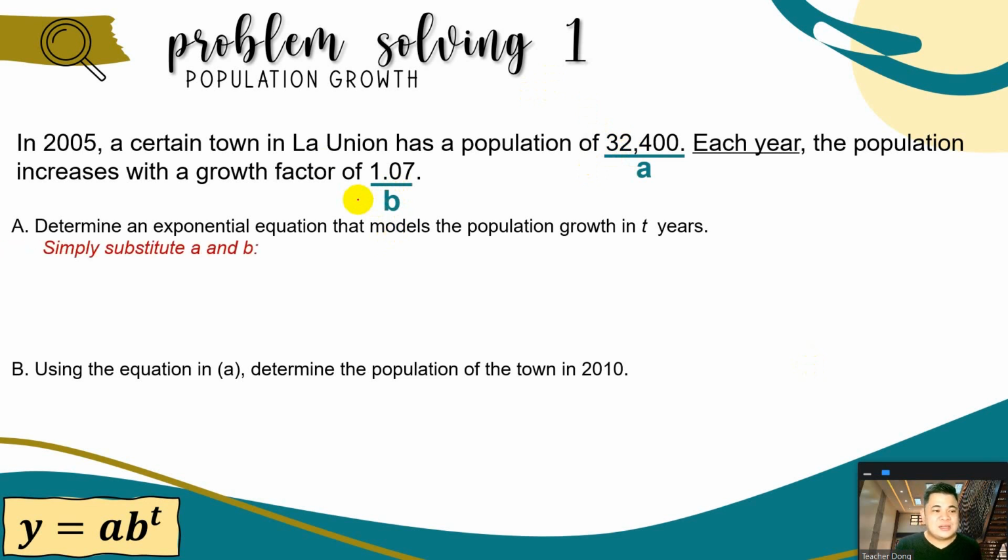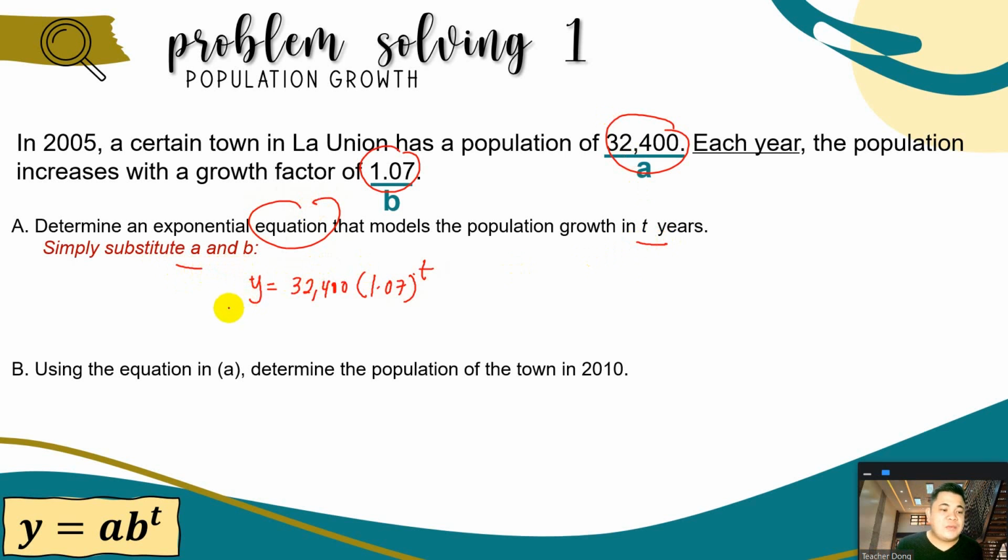And then, of course, to determine the exponential equation that models the population growth in t years, our ending value is unknown, which is y, equals the value of a, or the starting value, which is 32,400, times our growth factor, which is 1.07, raised to the power of t. So we just need the equation. When it's asking for the equation, you don't have to substitute anything for the years. All you need to do is substitute the starting value and the growth factor for a and b.